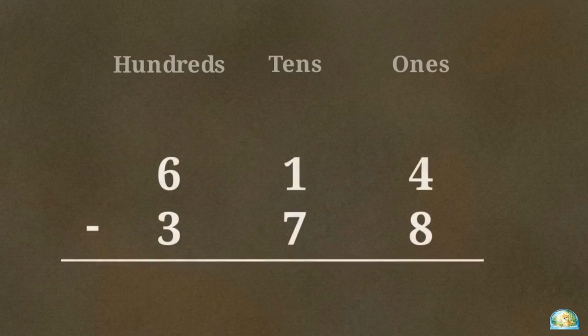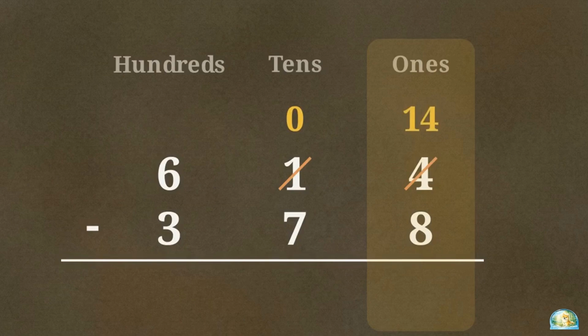A different stone shows a subtraction problem, 614 minus 378. In the ones column, 4 ones are not enough to subtract 8 ones. We regroup 1 ten as 10 ones. The number now has 14 ones and 0 tens. 14 minus 8 is 6.